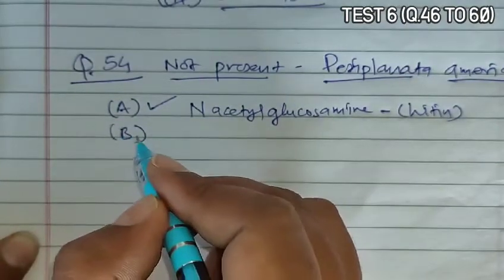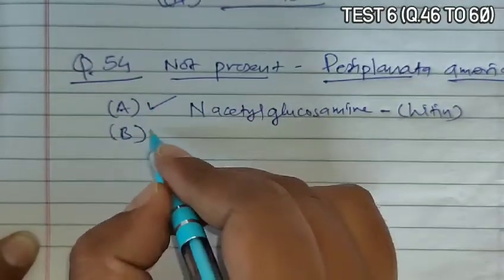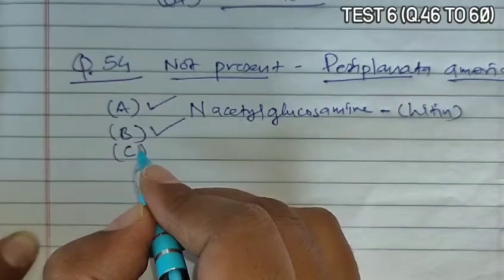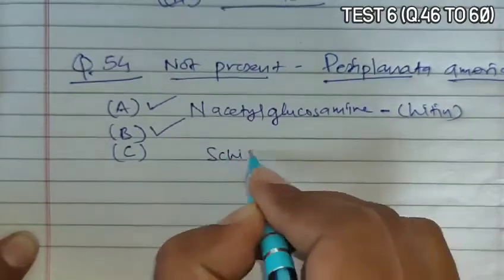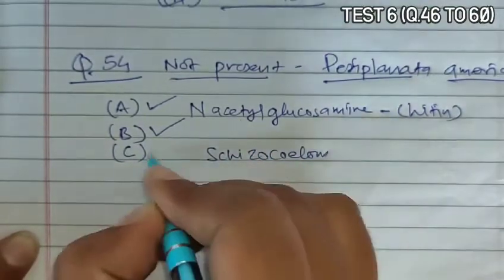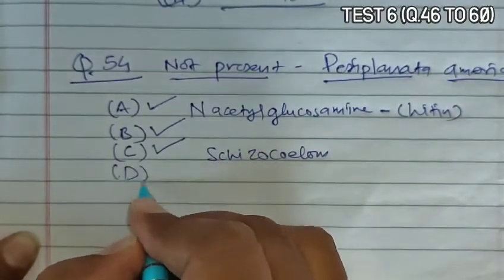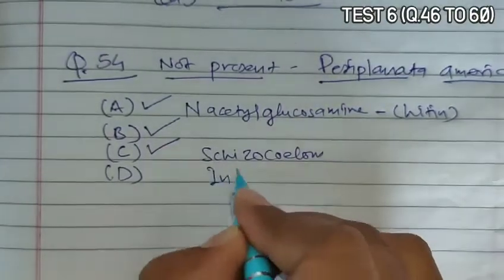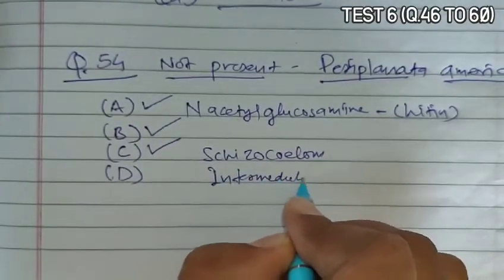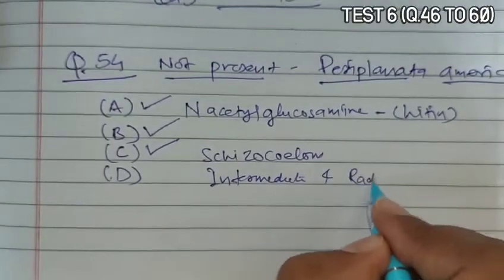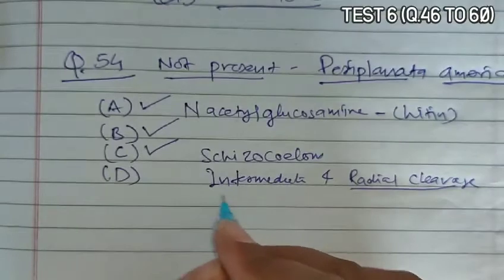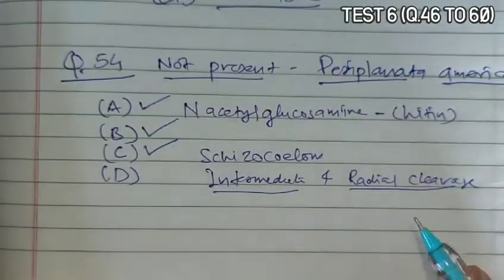Statement B is given as metamerically segmented body, obviously they show metamerism. Option C is given that schizocoel is a body cavity, yes they have a schizocoel. And option D is given that spiral and radial cleavage is observed during embryonic developmental stages.